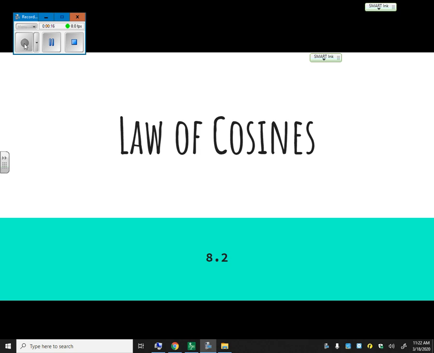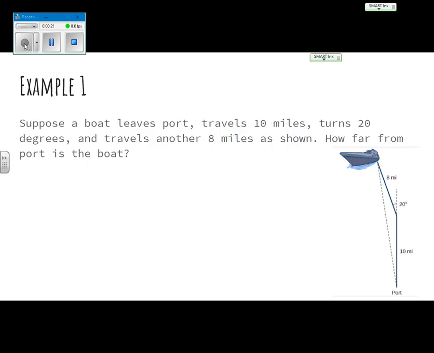To warm up, law of cosines kind of goes with law of sines. So let's look at this one. Suppose a boat leaves port, travels 10 miles, turns 20 degrees. Ooh, it's turning 20 degrees. That put it outside my realm right there, but I'm pretty sure that angle is going to be 160 thanks to my linear pair postulate. And then it travels another 8 miles. I want to know how far the boat is from the port. So using law of sines, go ahead and tackle this one and see what that x is going to be. I'm going to hit pause on the video, and then you come back and see if it works.